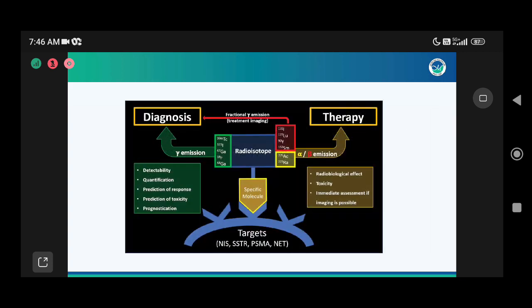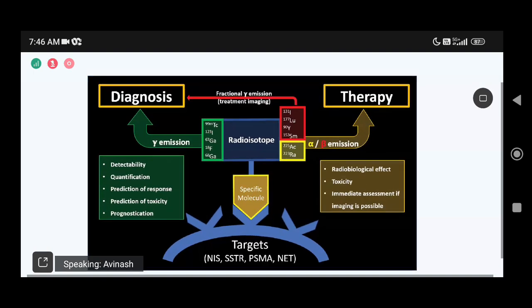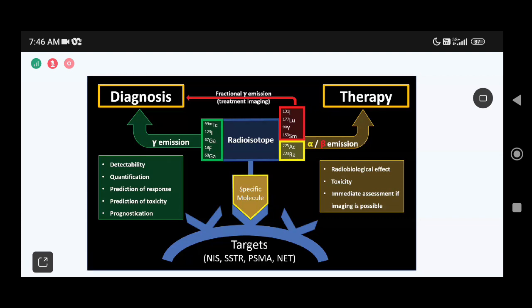This diagram summarizes the theranostic approach in nuclear medicine. Ideally, the isotope tagged with a specific molecule has to be used in lower doses for scanning and higher doses for therapy. If you see the upper right red box, it has iodine-131, lutetium-177, niobium, yttrium and samarium. These can be used for both diagnosis as well as therapy. If you use them in lower doses, they can be used for diagnosis. If you use the same molecules in higher doses, they can be used in therapy also, because they have both gamma emitting properties as well as beta emitting properties.